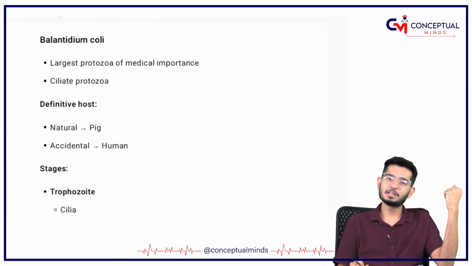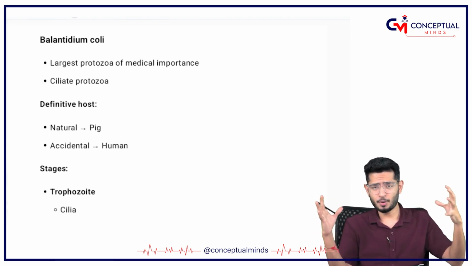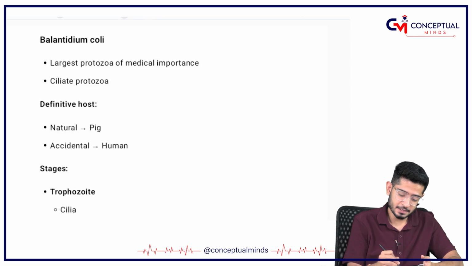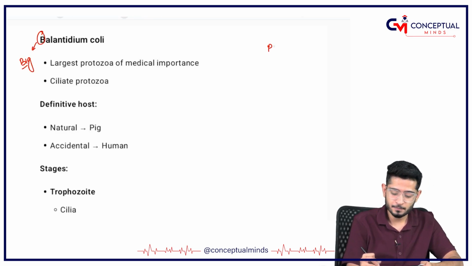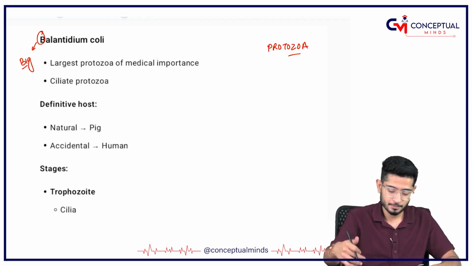Starting with the Balantidium coli, as the name suggests, Balantidium, big one. So B for Balantidium, B for big one. And if you remember, this belongs to protozoa. Okay, so all the features of protozoa are applicable here.